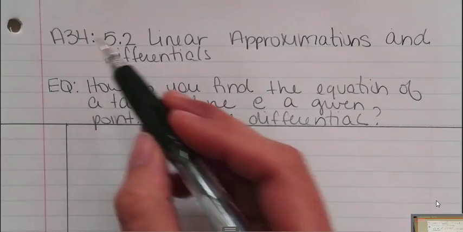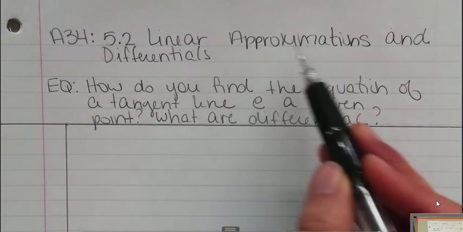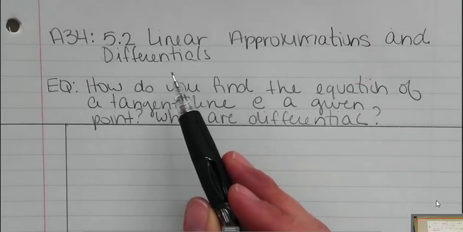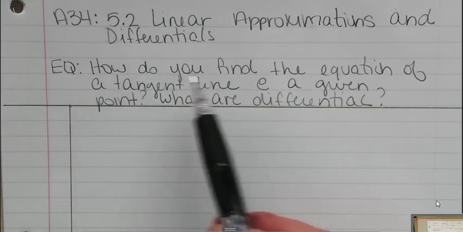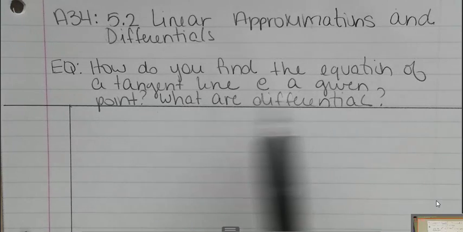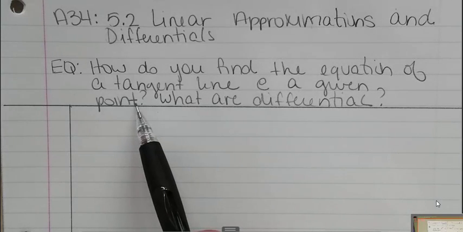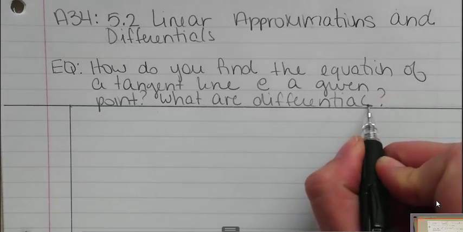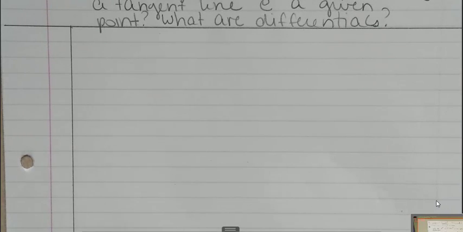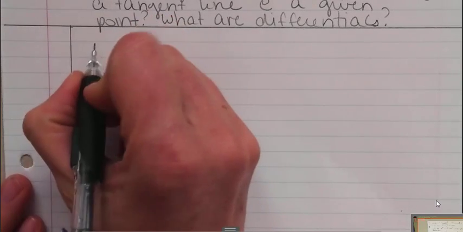Okay, our next assignment is going to be 5.2, linear approximations and differentials. So your essential questions, actually two questions: how do you find the equation of a tangent line at a given point? Hopefully you already have some idea about that. And what are differentials? That's probably the new information, but really nothing new here. All right, I'm going to start you on page 192, please.